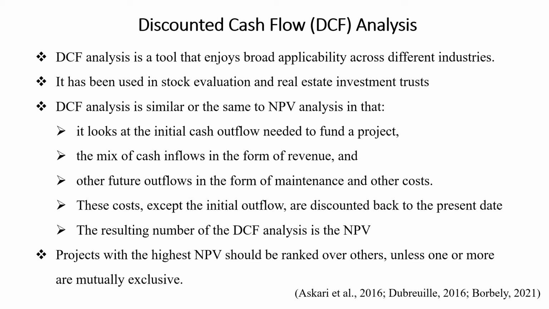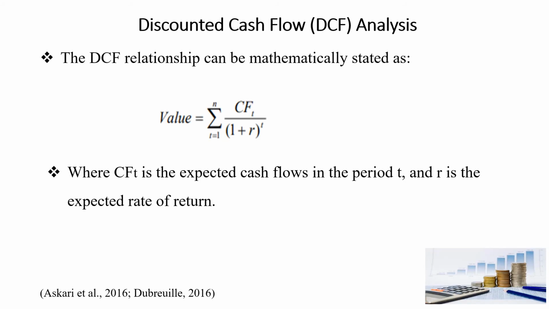Therefore, projects with the highest NPV should be ranked over others unless one or more are mutually exclusive. The DCF relationship can be mathematically stated by this formula we see here that takes into account the CF of T, which is the expected cash flow in the period of time T, and RO, which is the expected rate of return.